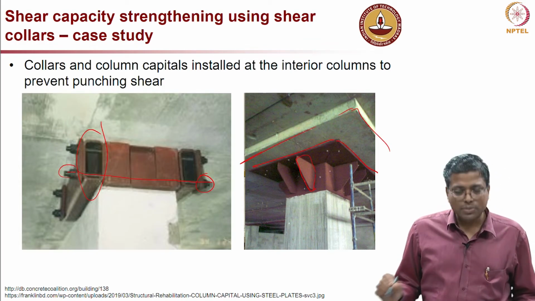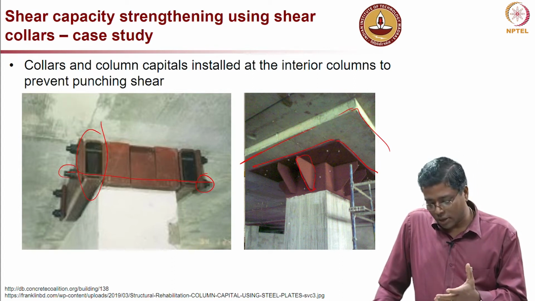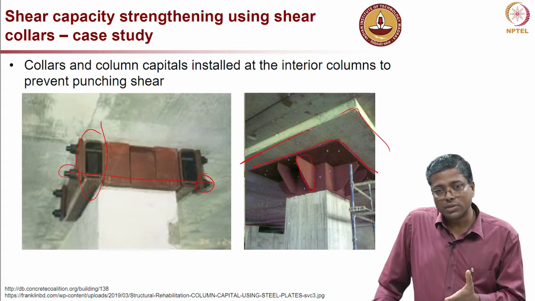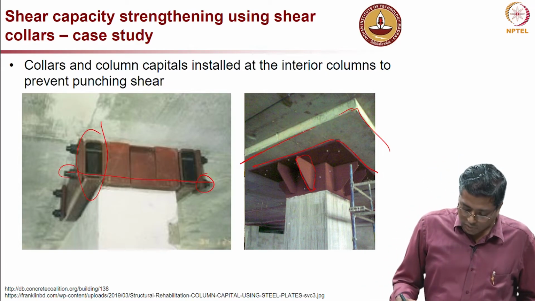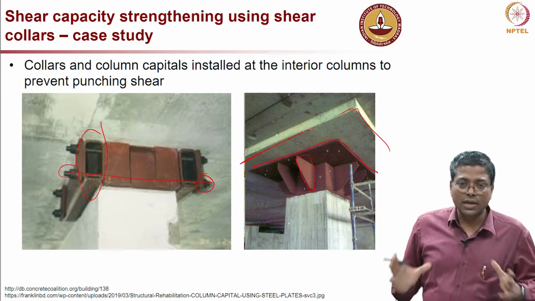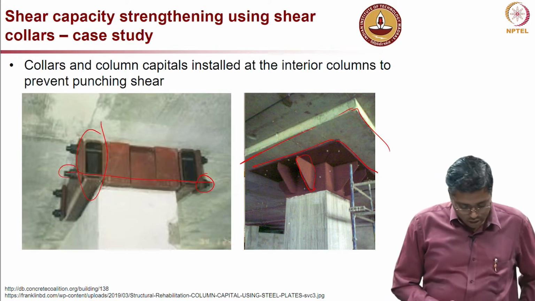So, basically in the case on the right, you can probably imagine a scenario where a capital was designed, but that itself was not thick enough. So, they went for something like this, an additional steel capital or collar around the column.